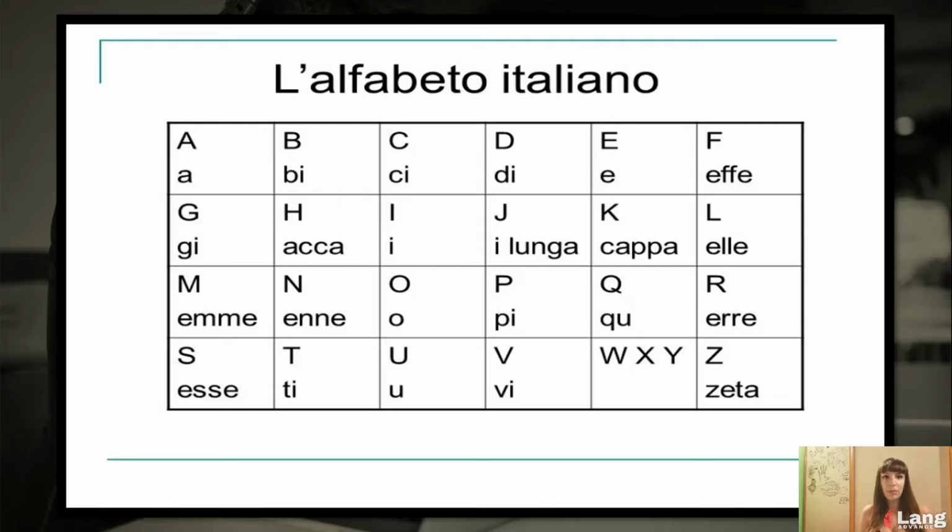I'll now spell my name and then I will give you a few seconds to spell yours. My name is Ilaria, so I, L, A, R, I, A. You have now 5 seconds to spell yours. Great. I hope this part is clear.